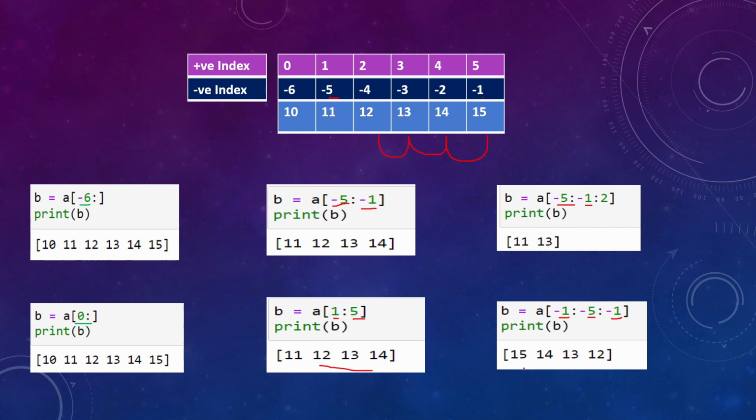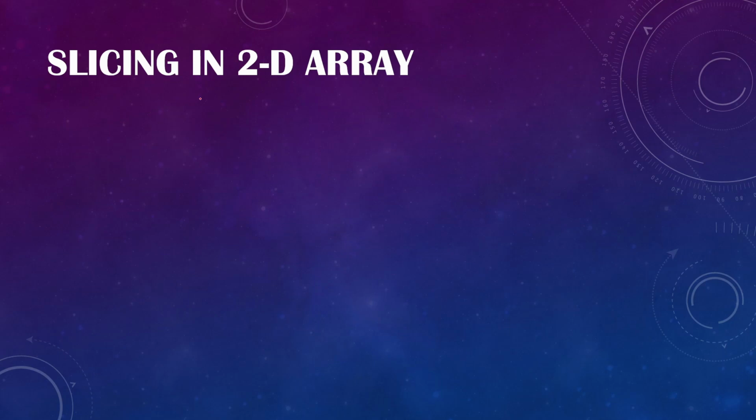So here the result will be 15, 14, 13 and 12. Okay, I hope you have understood what is negative indexing, what is negative slicing, and negative slicing with step size. Now let us understand about slicing in 2D array.